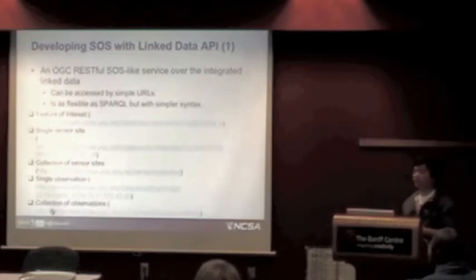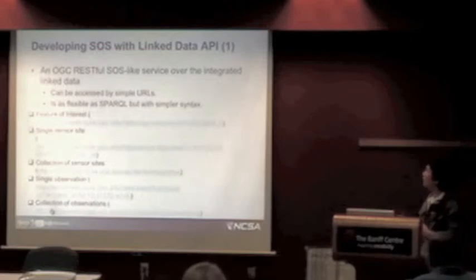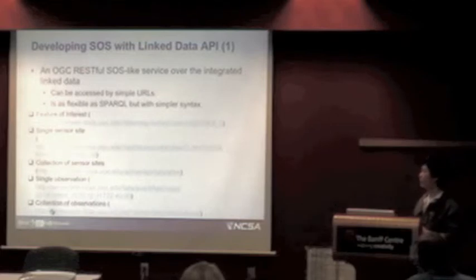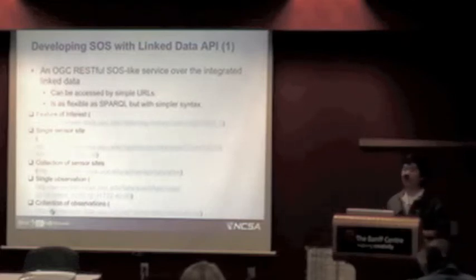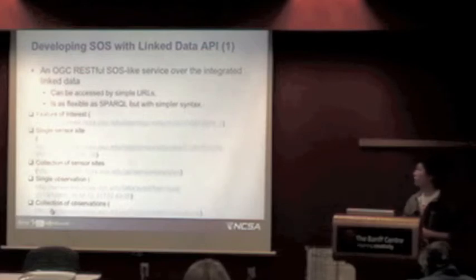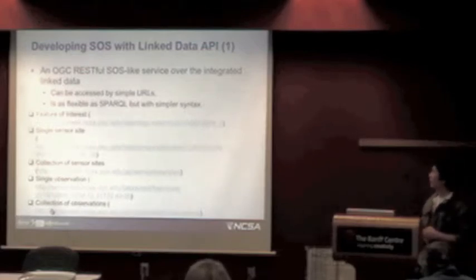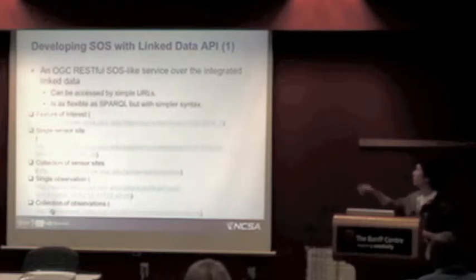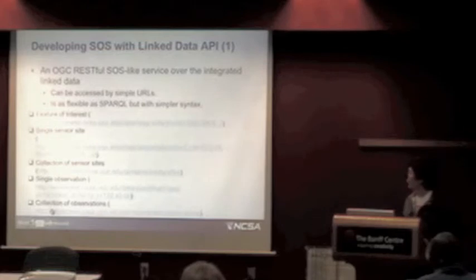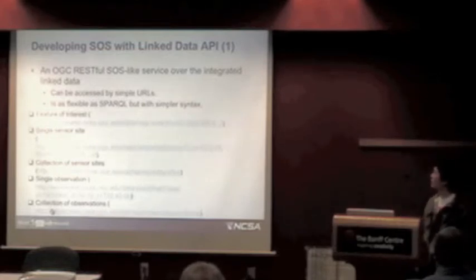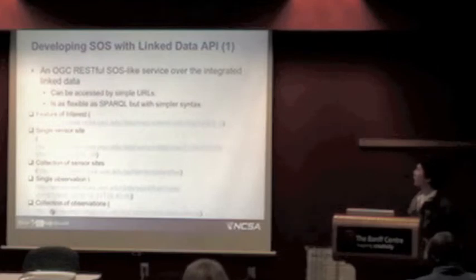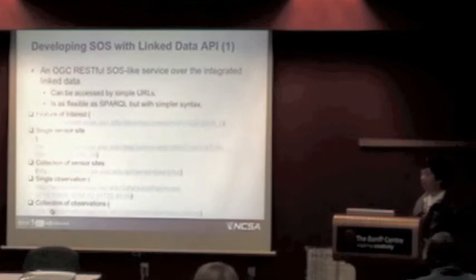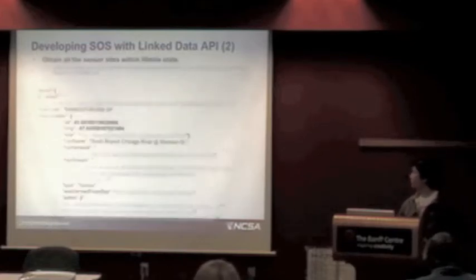We provide a sensor observation service by using the linked data API. Linked data API is very flexible, as the semantic query language is SPARQL, but it's much easier to use. Here are the 5 different types of SOS services we provide. For example, to query the feature of interest, here we can query the watershed, to query a single sensor, a collection of sensors, or a single observation or collection of observations.